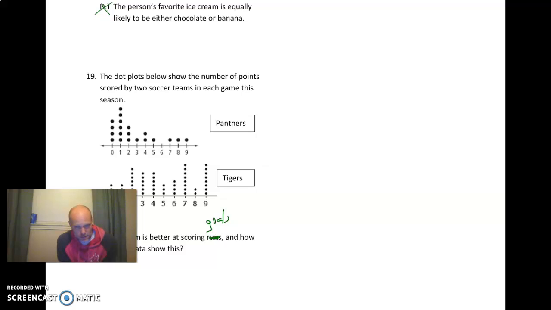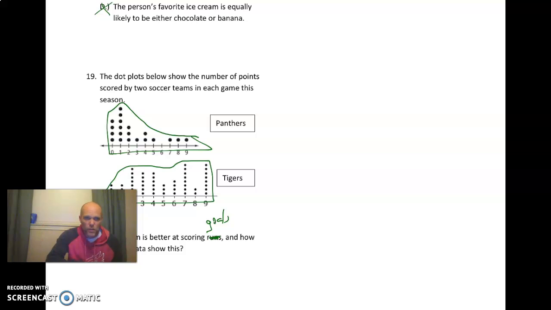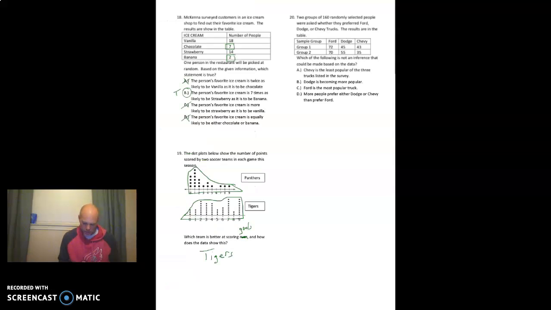Look at the Tigers. Look how many times they scored 9 or 7 or 6 or 5 or 4 or 3. They scored a lot more than the Panthers. So the Panthers pattern would be something like that, and this can give you the answer right here. And then the Tigers, this is one that you could just look at and easily tell. Now granted, we could just add them all up if we wanted to, but visually you already see that the Tigers scored more goals. So tigres in Spanish. All right, let's go to number 20.